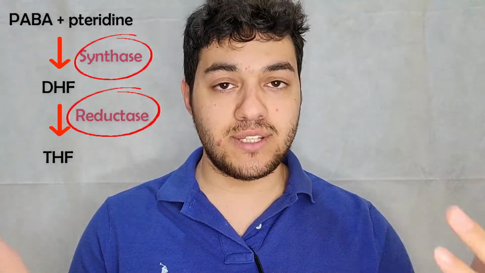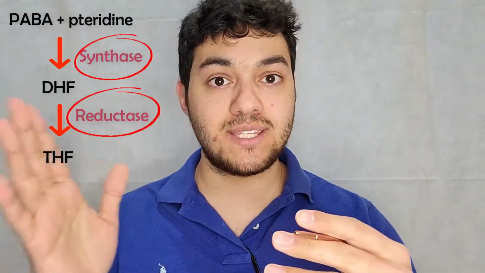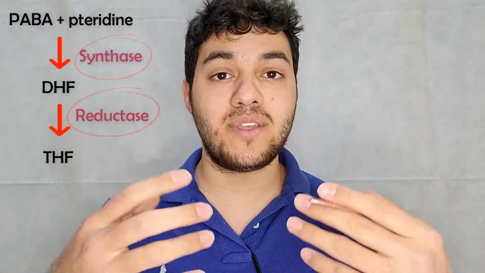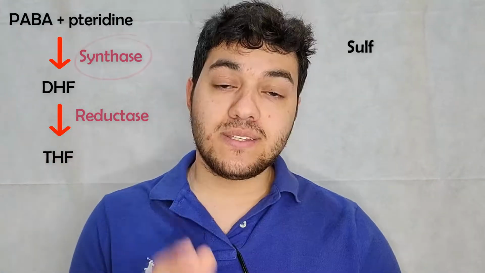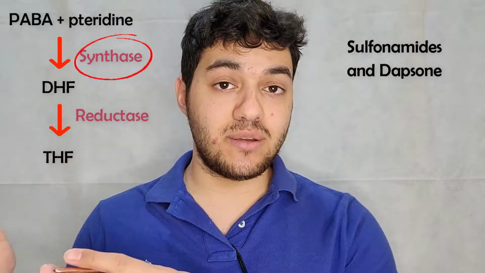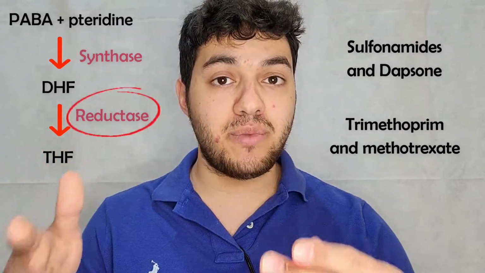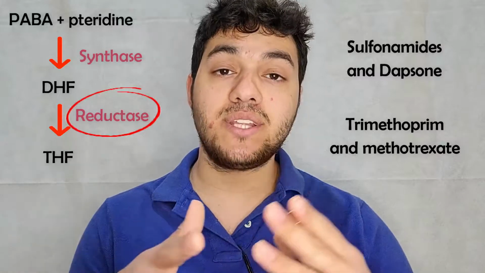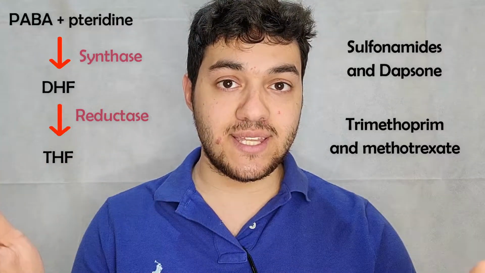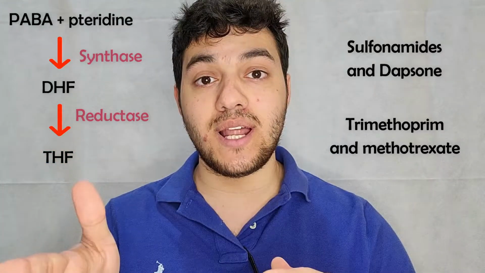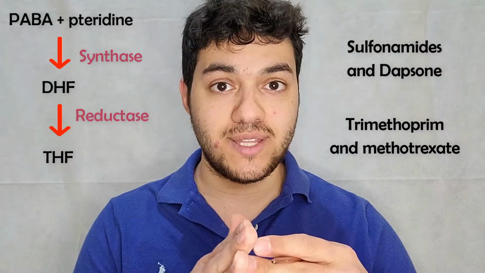So folate inhibitor antibiotics block either the synthase or the reductase enzyme to block the synthesis of the bacterial DNA, and this results in bacterial death. Sulfonamide and Dapsone are synthase inhibitors, while trimethoprim, pyrimethamine, and methotrexate are reductase inhibitors. Now we can use either of these classes to block the DNA synthesis, or we can use both classes to have sequential blocking of the DNA.